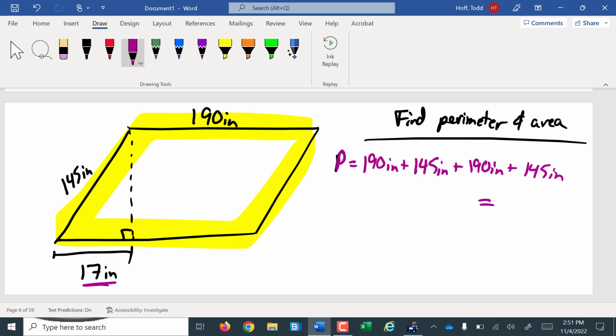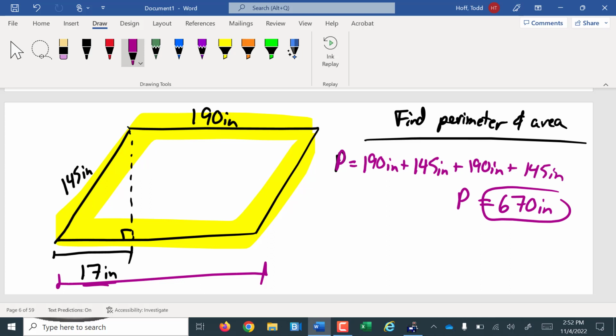We don't use the 17 because 17 is part of this 190, right? So if we add those all up, what do we get? 670. Thank you. There's our perimeter of 670.